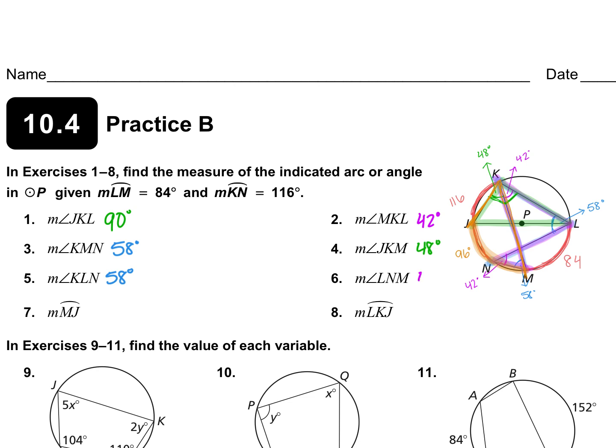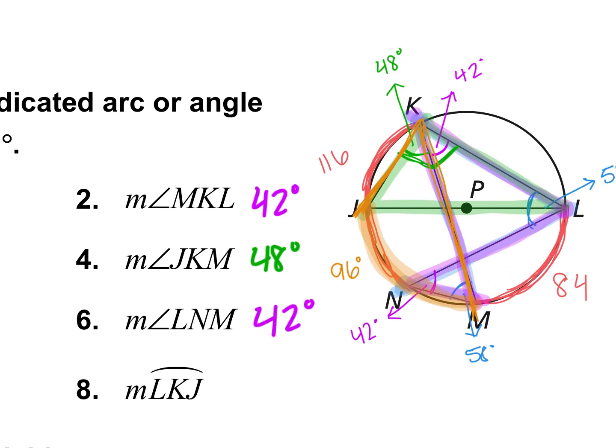All right, now I'm going to look at my arcs. What's my arc measure for MJ? 96. Good, it is 96. That's one that we found. How did I get 96? Because when I'm looking at it, if I knew that this angle right here is 48, this is an inscribed angle, so I'm able to find this arc. 48 times 2 would give me that 96.